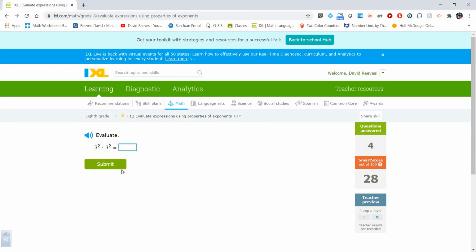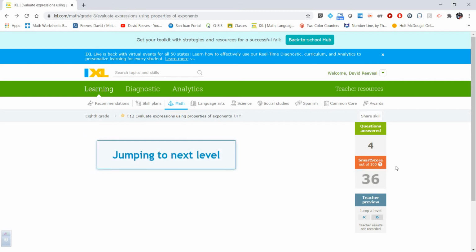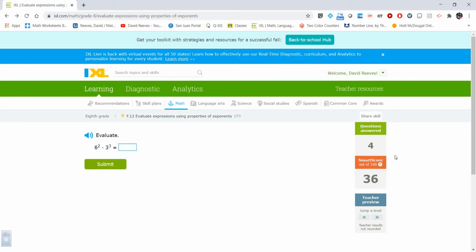Okay, so if it's a multiplication problem, we're going to add the exponents. If it's a division problem, we're going to subtract the exponents. And if it's a raising to a power problem, we're going to multiply. All right, let's go ahead and jump up to the next level and see what they have for us.